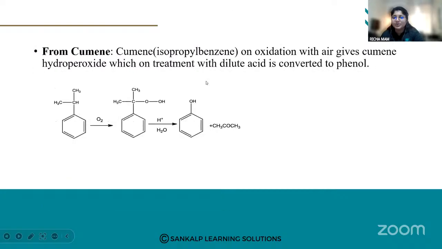Next, we have seen cumene, a very important reaction. Benzene we react with propene to get isopropyl benzene. This isopropyl benzene, when I do oxidation with air, a peroxy linkage is added. Further, with acidification, I get phenol, and the byproduct obtained is acetone, which is very important. So the byproduct also has to be mentioned.